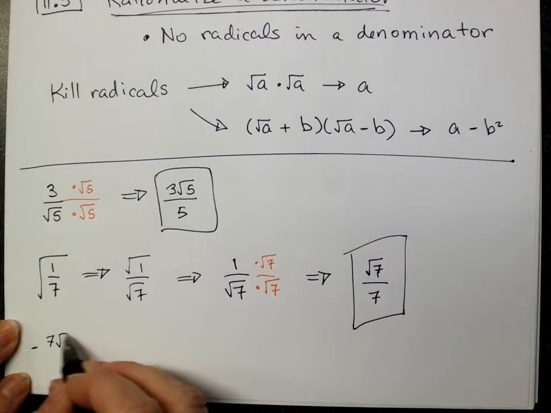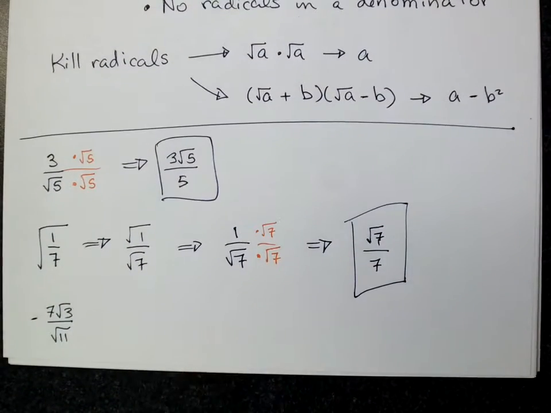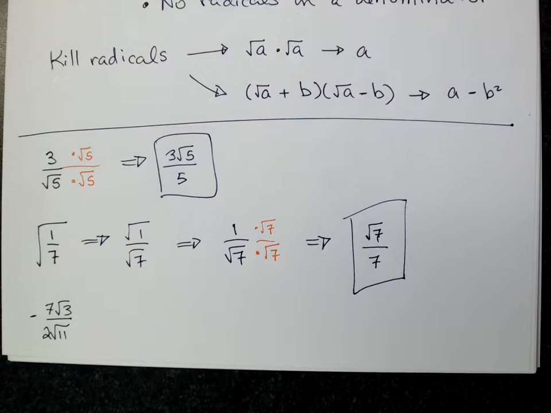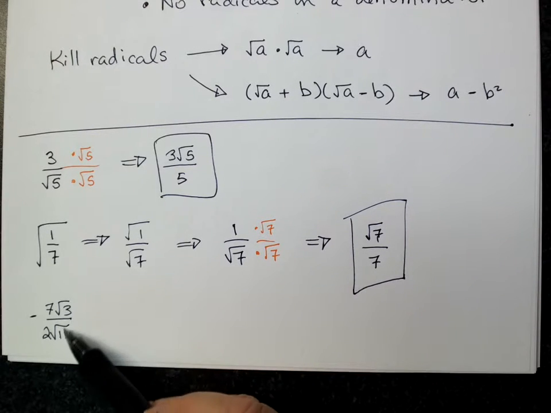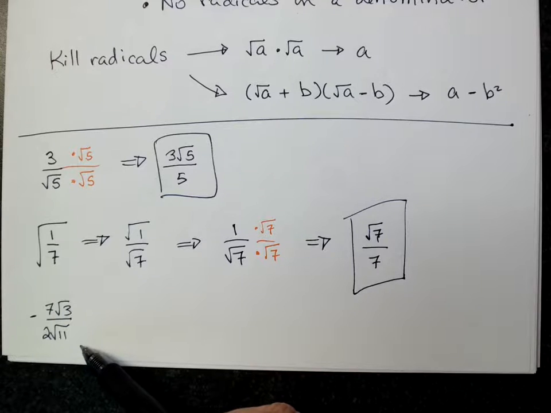Negative 7 square root of 3 over square root of 11. Actually, let me do this. Make this over 2 square root of 11. So negative 7 square root of 3 over 2 square root of 11. Now we're already broken up into 2 houses. Okay, so that's fine. We can access the numerator and denominator separately. Is there anything to simplify with the square root of 3 or square root of 11? No. So we're ready to just go ahead and rationalize.